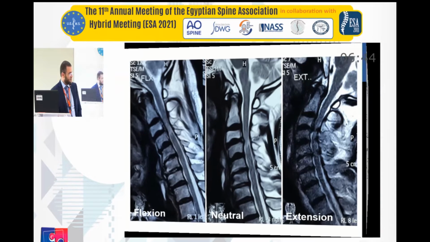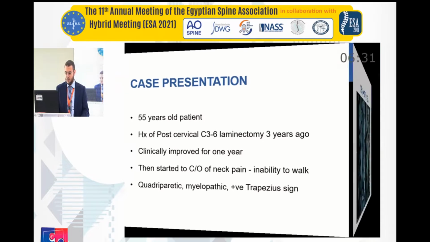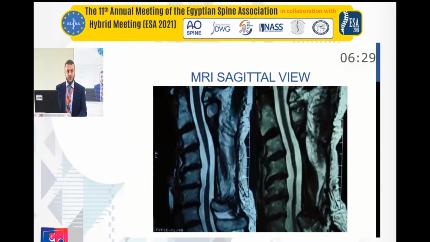I think so. This is another patient with a history of C3 to 6 laminectomy 3 years ago. The patient improved for a while and then developed progressive weakness, quadriparesis, and myelopathy. We did an MRI on this patient, and clearly you can see there is no significant cord compression and plenty of room, but the spinal cord looks thinned at the apex of the kyphotic deformity that this patient developed.